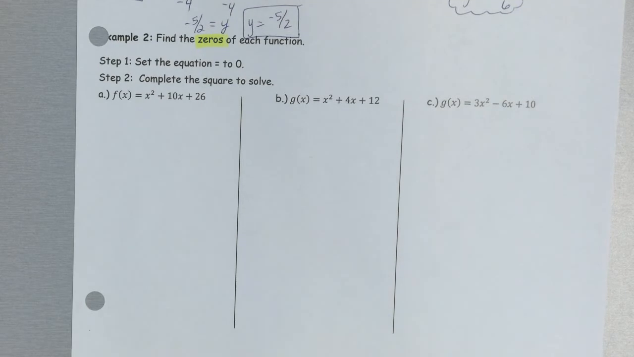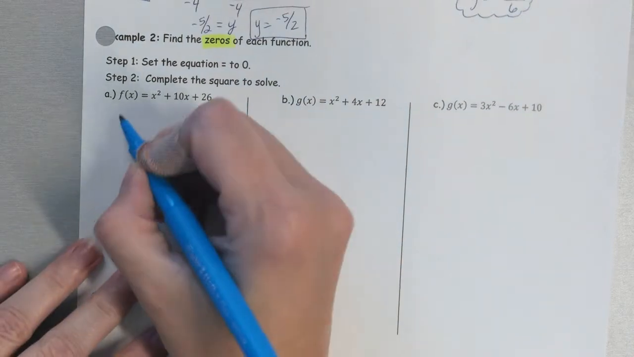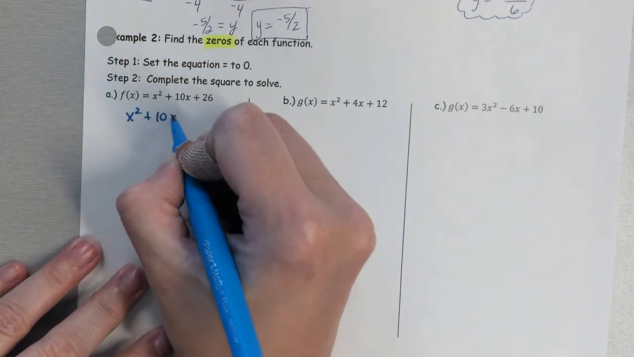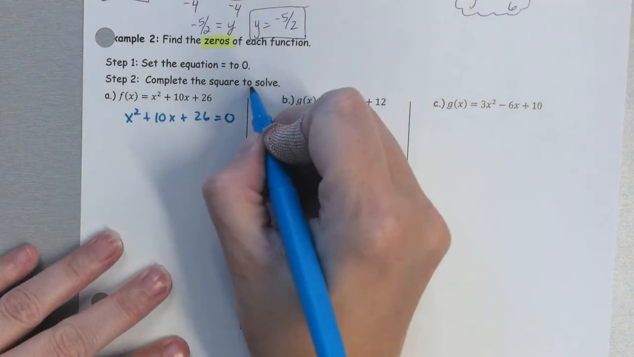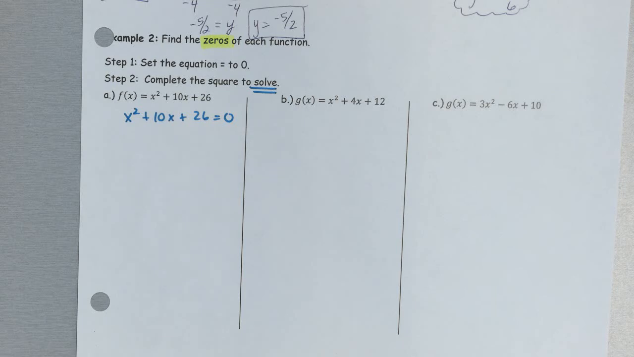Okay, so the first thing we're going to do is set the equation equal to 0. So we have x squared plus 10x plus 26 equals 0. Now, when you're completing the square to solve, that's a little different than what we were doing yesterday, because yesterday we weren't completing the square to solve. What were we trying to find yesterday? We were writing equations in what form? Vertex form, right? We're trying to put it in vertex form, and then we were finding the vertex.